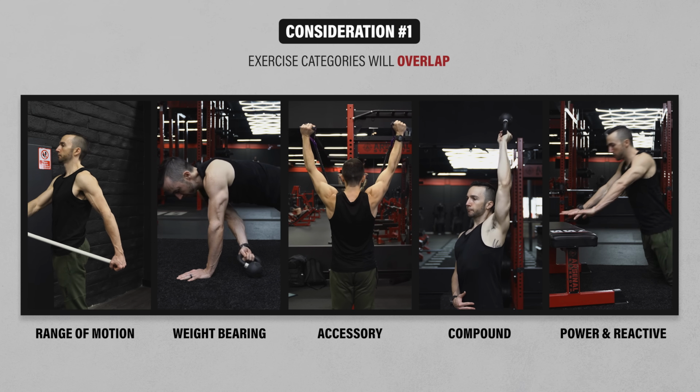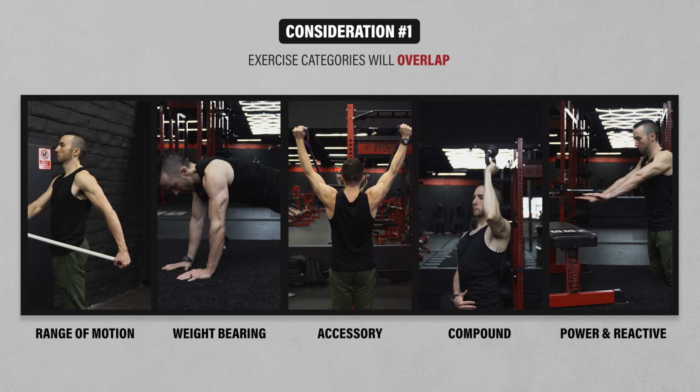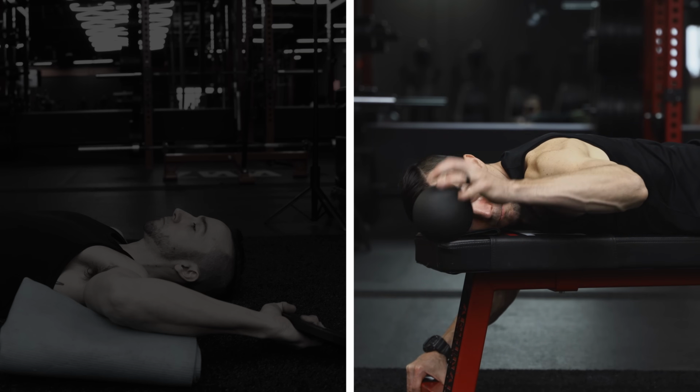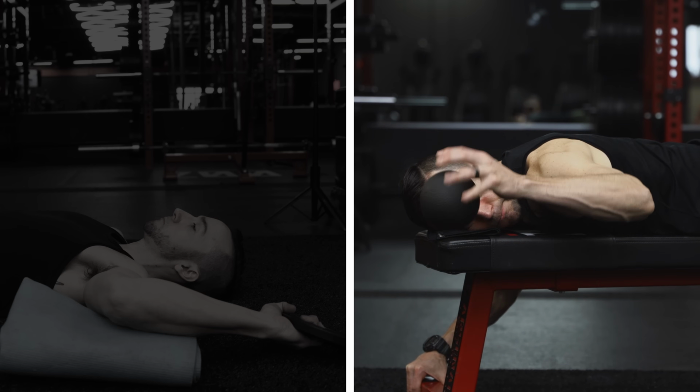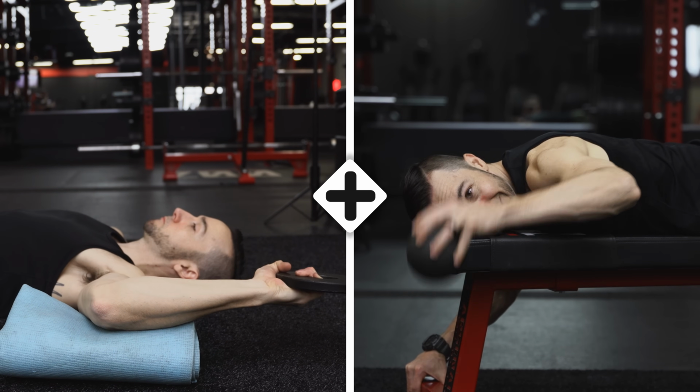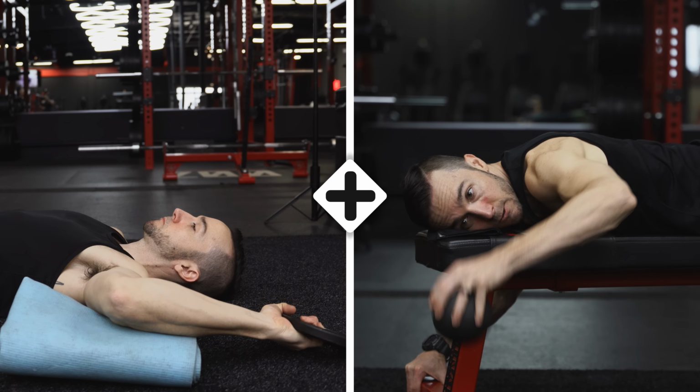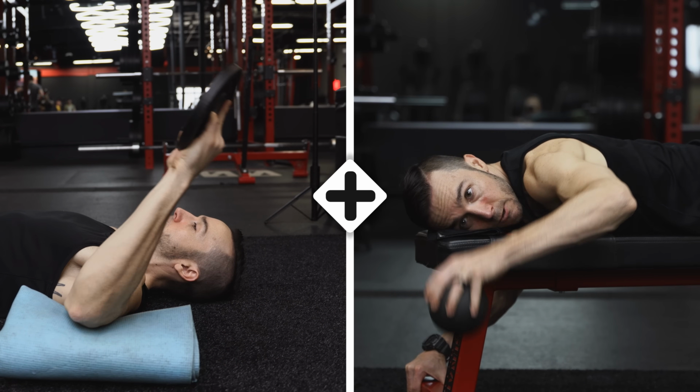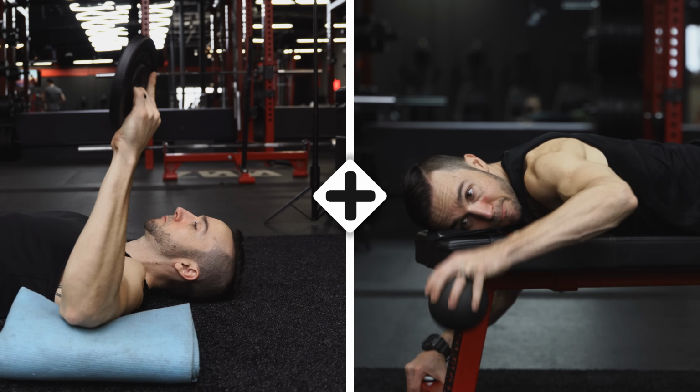I understand that all of this information might be a lot to process, so let me provide a few additional considerations and examples. First, these categories will have overlap. For instance, even once you begin the power and reactive exercises, you might still be incorporating shoulder range of motion drills to achieve that last 5 degrees of shoulder flexion or external rotation.